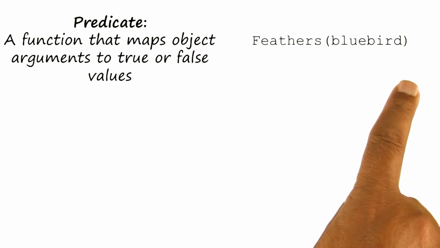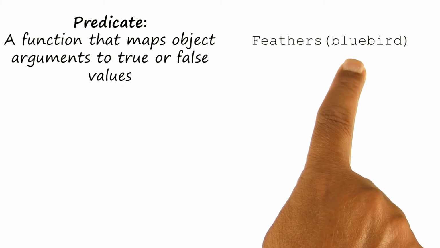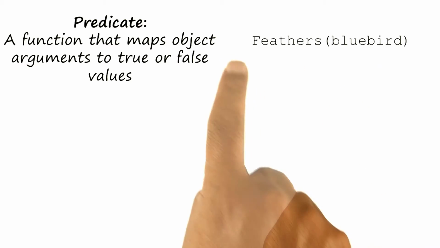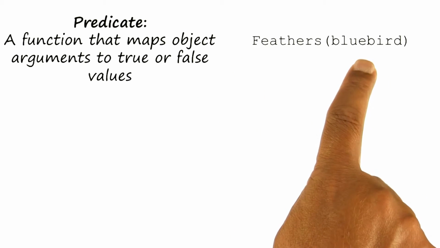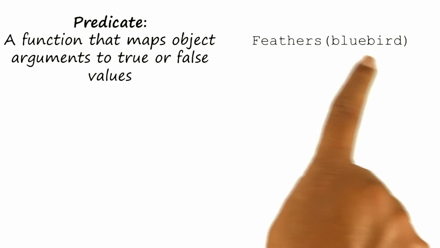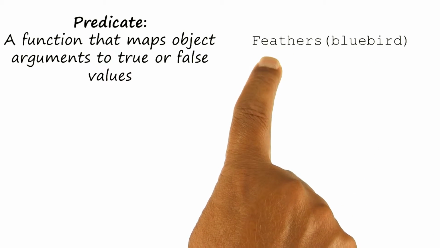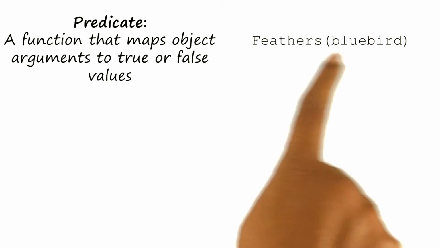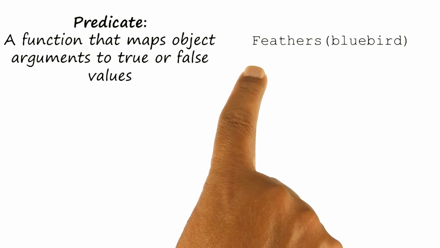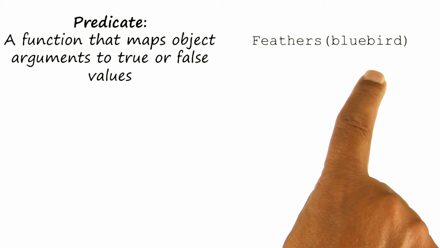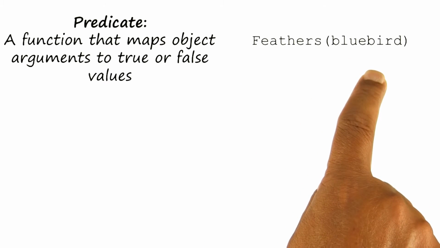So let us consider an example. Here bluebird is the object and feathers is the predicate on this object. Feathers is now a function that can map either into true or into false. Either bluebird has feathers or bluebird doesn't have feathers. In this particular case, feathers of bluebird would be true because bluebirds do have feathers.